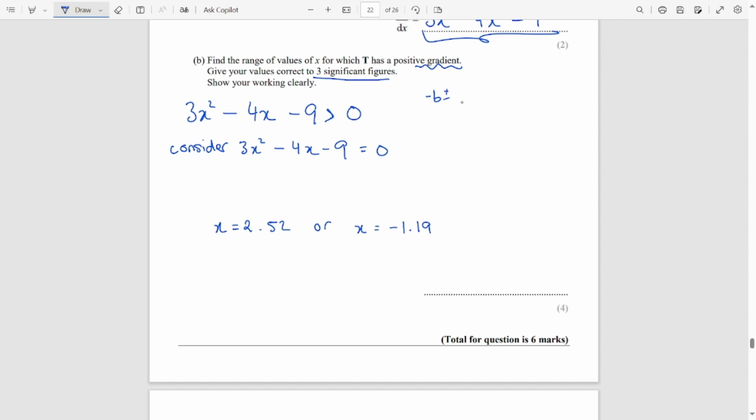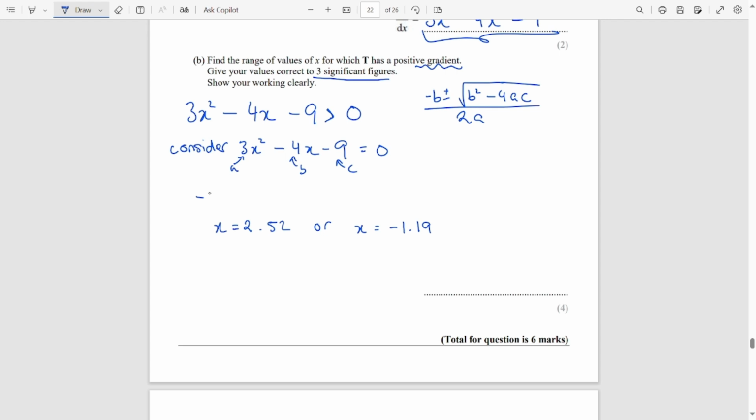Minus b plus minus the square root of b squared minus 4ac all over 2a. And we're going to use this quadratic formula with the values a, b, and c. So in our case, this here is a, b is -4, and c is -9. And I'm doing more than is necessary here. You don't need to label it up like this. But what you do need to do in order to have shown your working is this bit here.